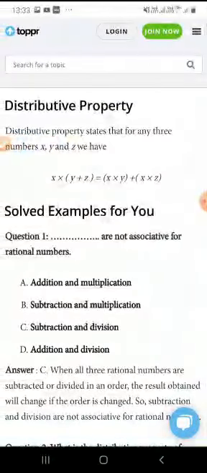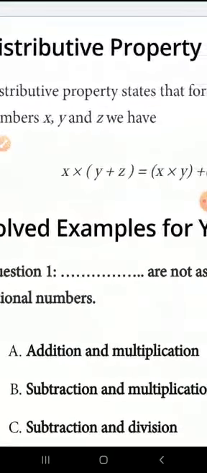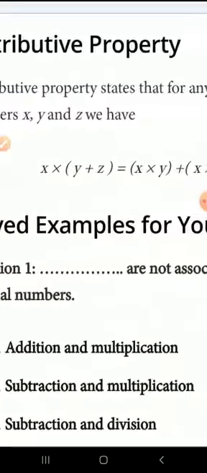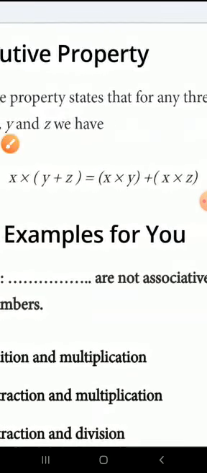Proceeding with this, the fourth property is that, as you can see here, we have taken three rational numbers. x into (y plus z) equals x into y plus x into z. So here we have taken three rational numbers, x, y and z. y plus z is inside the bracket. So how do we open up the bracket?